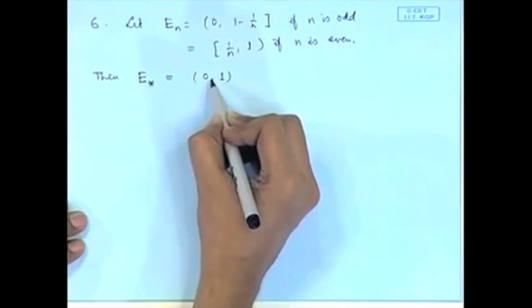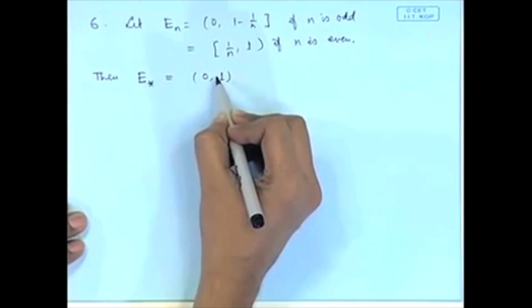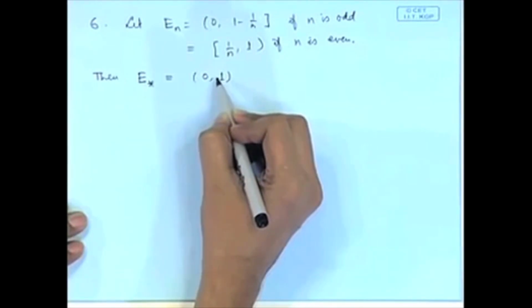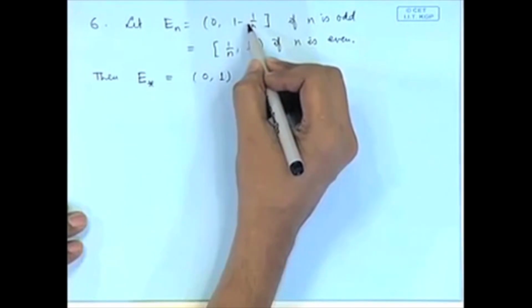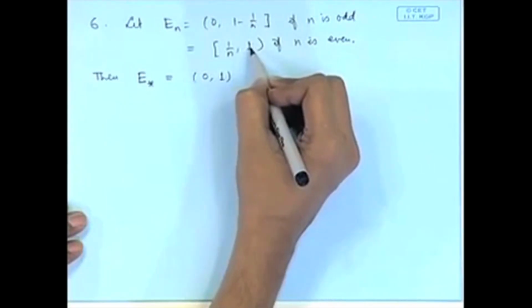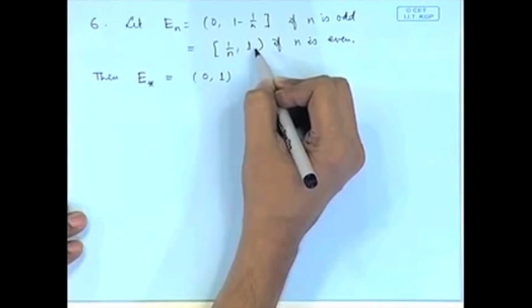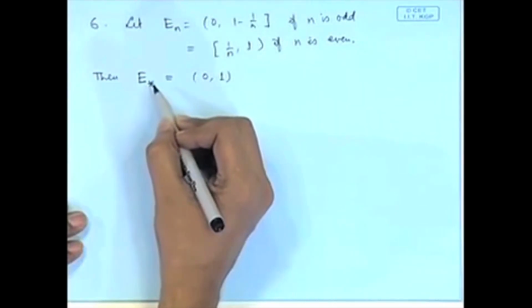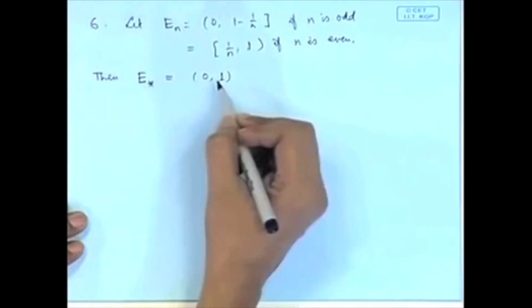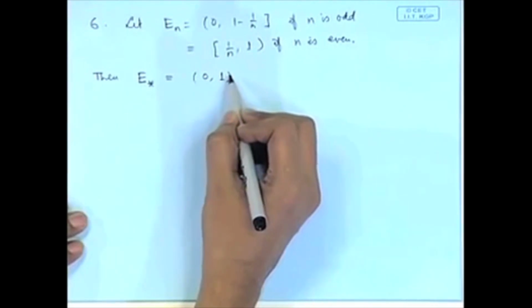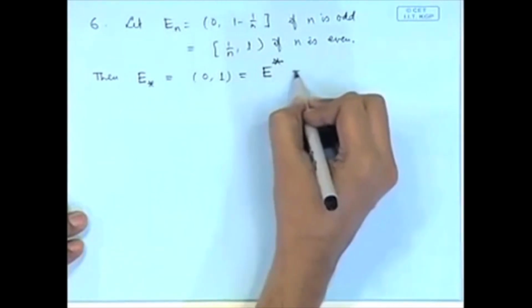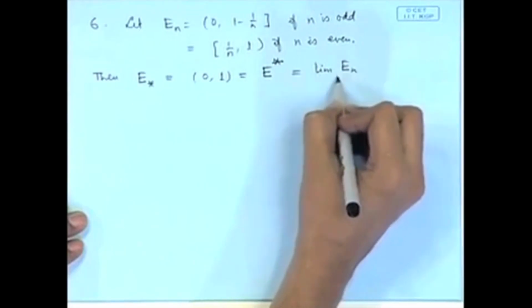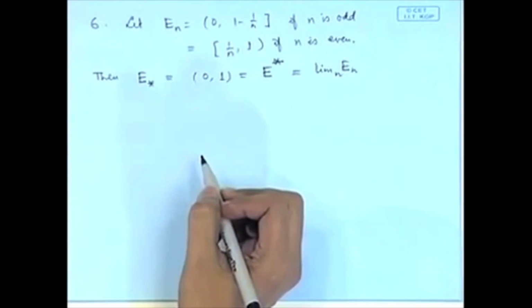If we consider any real number between 0 to 1, then we can always find a capital N such that the point will belong to both 0 to 1 minus 1 by n and 1 by n to 1 for all n greater than or equal to capital N. Therefore, the point will certainly belong to the limit inferior set. Since it belongs to limit inferior, it will also belong to the limit superior, and limit superior cannot be bigger than the interval 0, 1. Therefore, it is also equal to limit superior, and therefore the limit of the sequence exists, and it is the open interval 0 to 1.